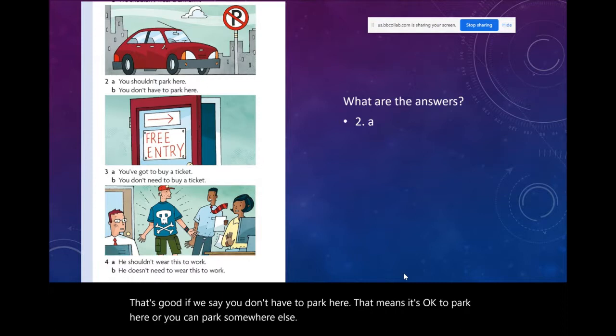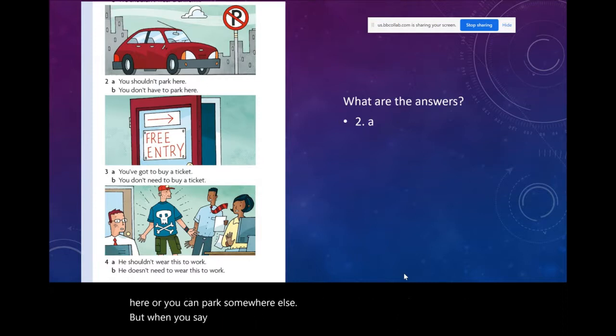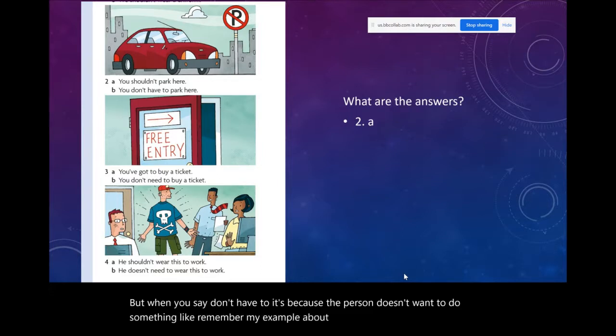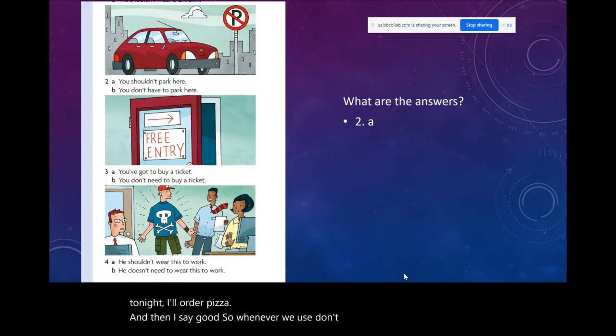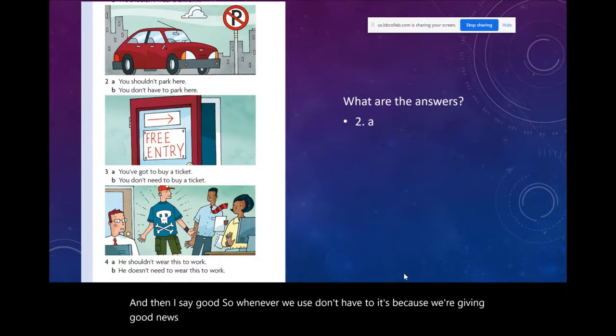But when you say don't have to, it's because the person doesn't want to do something. Like, remember my example about cooking? I don't want to cook. I want to watch Netflix. So if my husband says, "Hey, you don't have to cook tonight. I'll order pizza." And then I say, "Oh, good." So whenever we use don't have to, it's because we're giving good news, good information to another person.